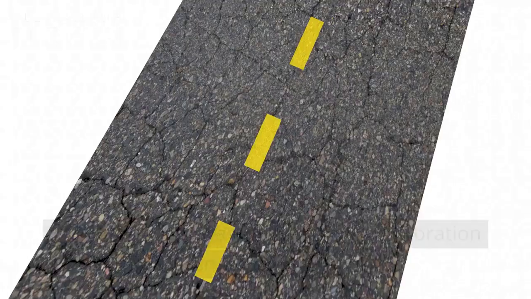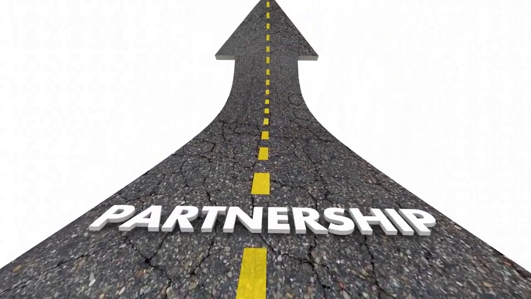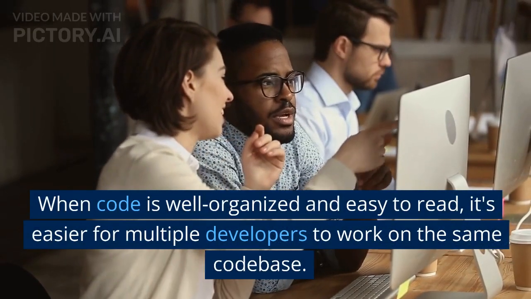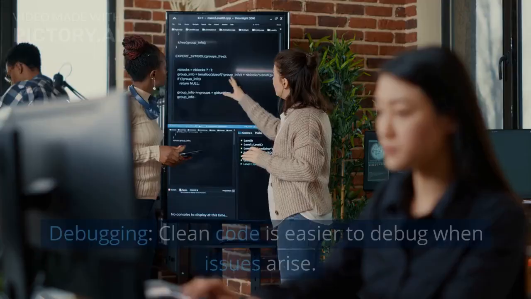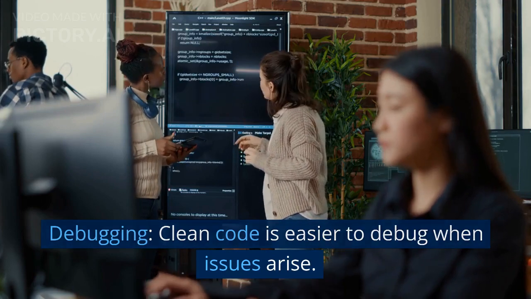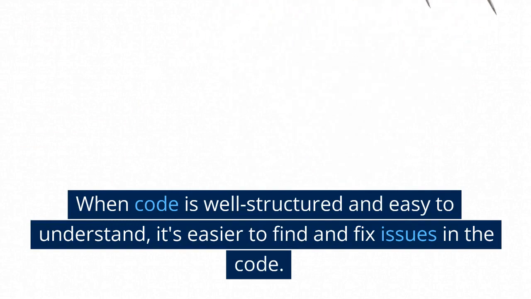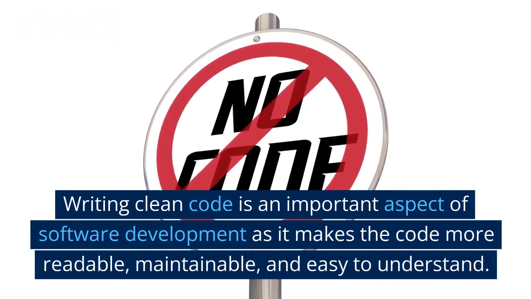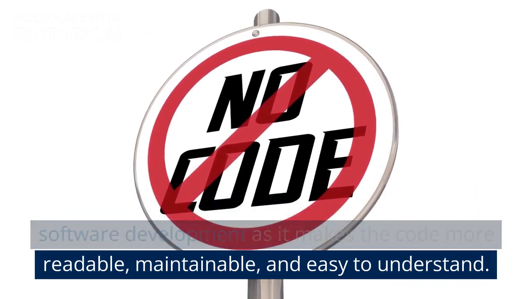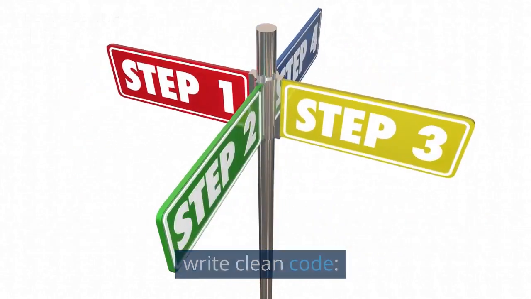Collaboration. Clean code makes collaboration between developers easier. When code is well organized and easy to read, it's easier for multiple developers to work on the same code base. Debugging. Clean code is easier to debug when issues arise. When code is well structured and easy to understand, it's easier to find and fix issues in the code. Writing clean code is an important aspect of software development as it makes the code more readable, maintainable, and easy to understand. Here are some steps and instructions to help you write clean code.